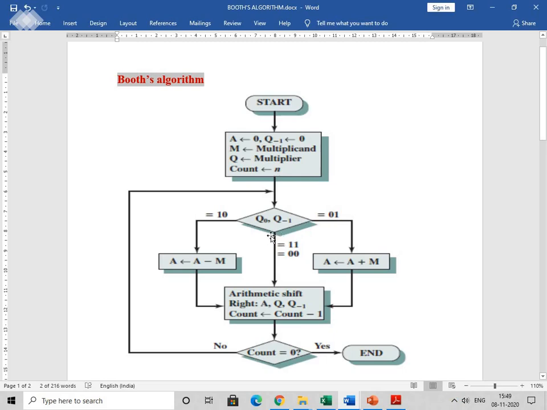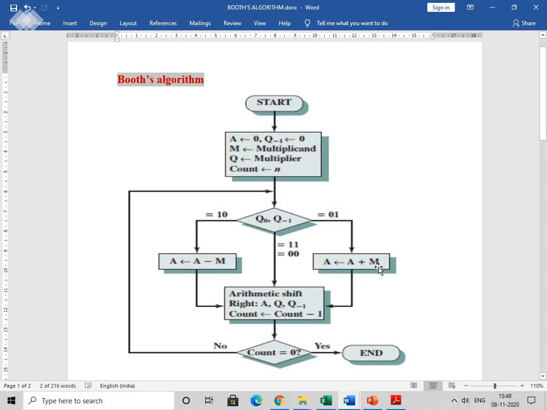So first we are going to check the bits of Q0 and Q minus 1. If both are same, that is either 1 1 or 0 0, then we are going to do arithmetic right shift operation on the content of A, Q and Q minus 1. Decrement the count, check the count whether it is equal to 0 or not, then repeat the loop. If the content of Q0 is 0 and Q minus 1 is 1, then we are going to do addition arithmetic operation. The content of A is added with M and the result is stored in A.